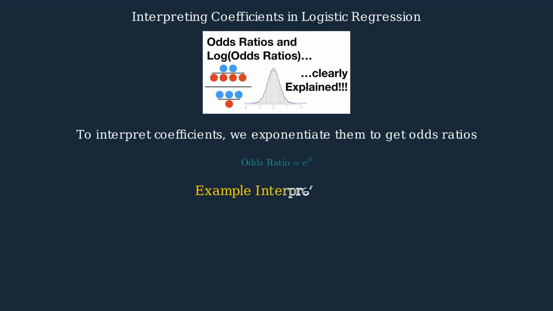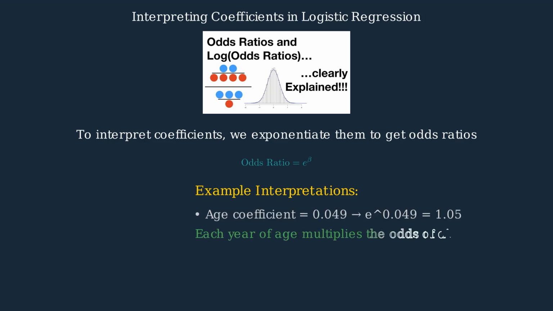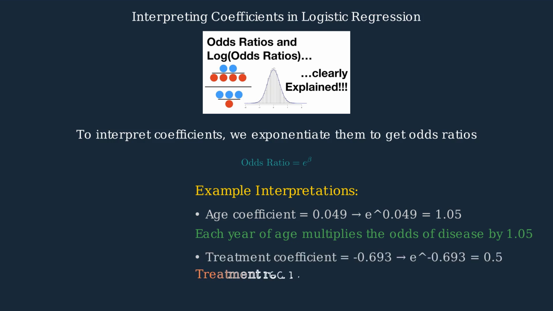Let's look at a concrete example. If we have an age coefficient of 0.049, we exponentiate it to get an odds ratio of 1.05. This means that each additional year of age multiplies the odds of disease by 1.05, or increases the odds by 5%. For a negative coefficient, like a treatment coefficient of -0.693, the odds ratio is 0.5. This means the treatment reduces the odds of complication by half, or by 50%.